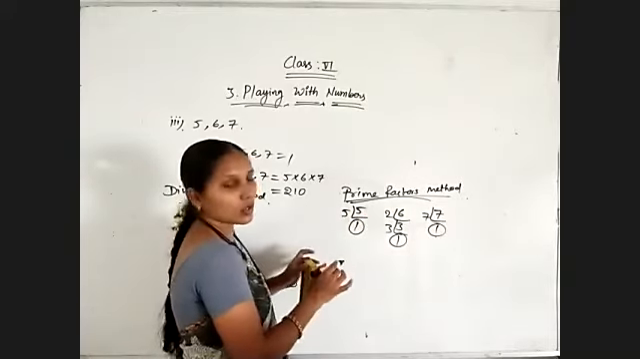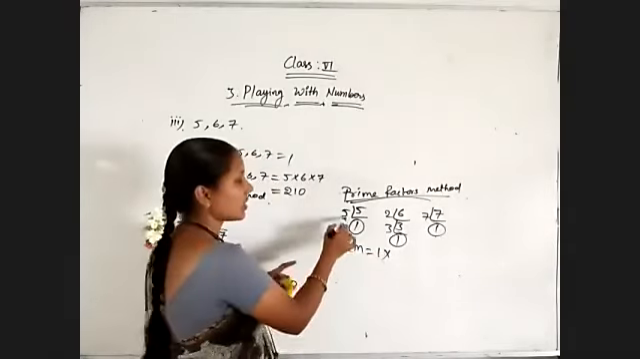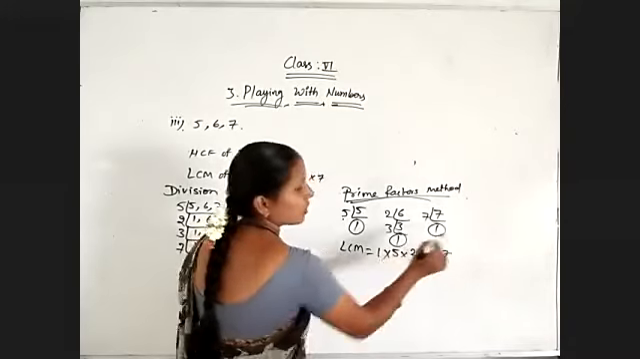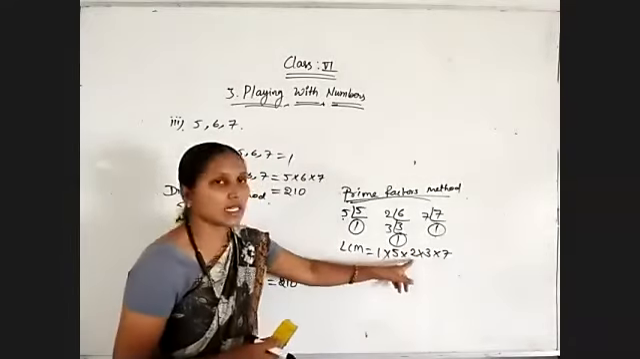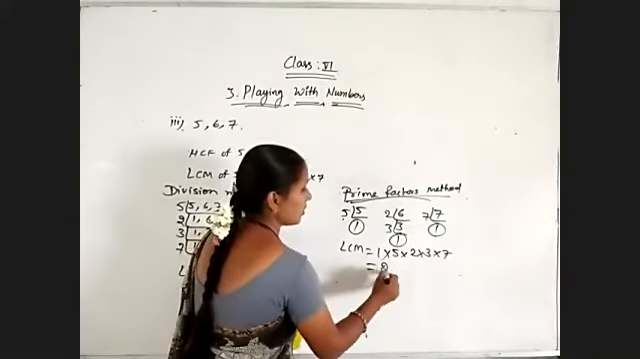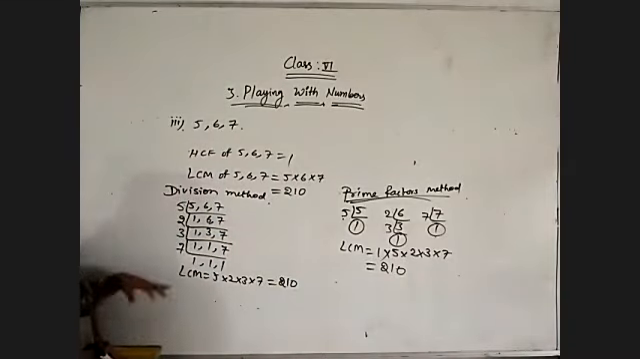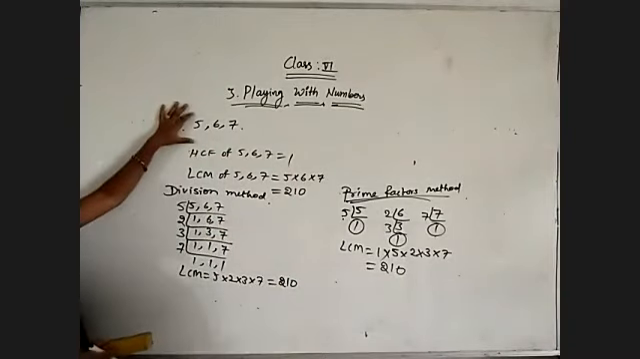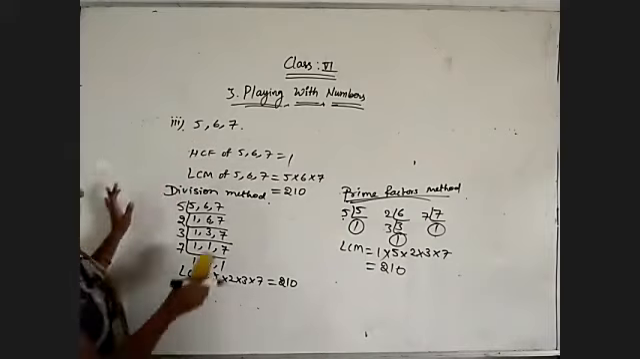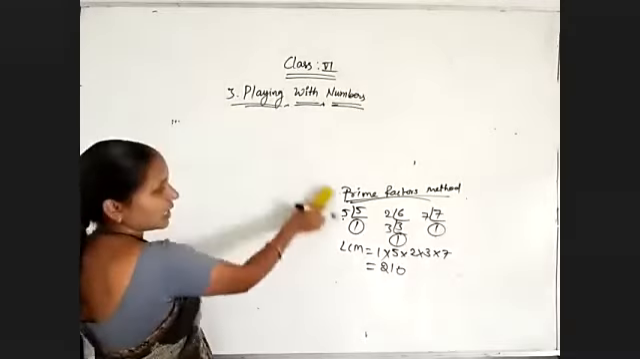So now, LCM is equal to the product of the common factors and the remaining factors. Remaining factors are 5, 2, 3, 7. Okay. 5 twos are 10, 10 threes are 30, 30 sevens are 210, 210 ones are 210. So in all the conditions we got 210 only. So whenever consecutive numbers are given, then LCM is equal to their product. Remember this. That's all. For that sake only, these many examples are given. Now directly we will do the remaining questions.